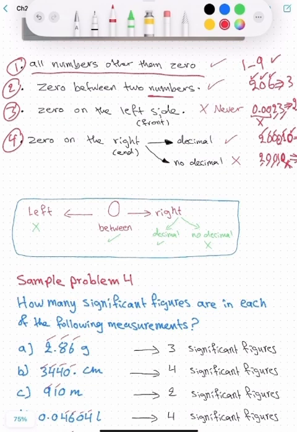The general rule for 0: if it is between two numbers, it is significant. If it is on your left, it's never significant, the left side of numbers. If it is on your right, we have 2 options. Do you have the decimal? Yes, it is significant. We do not have the decimal, so no, it's not significant.